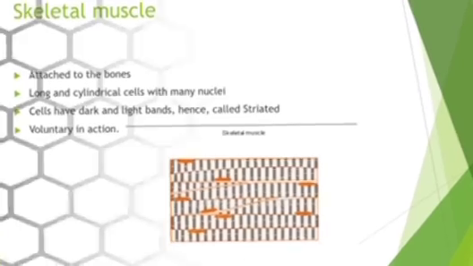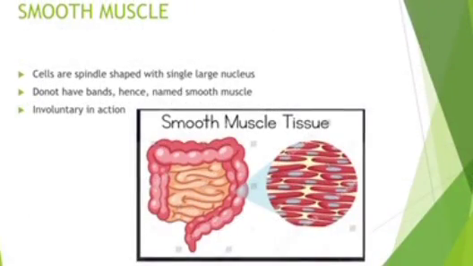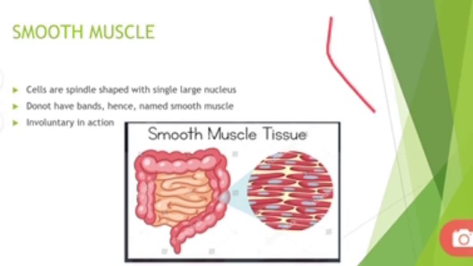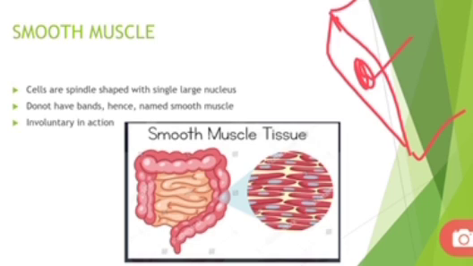Then coming to the next slide, smooth muscles. Smooth muscles are spindle shaped. Spindle shaped means pointed at both ends, and they have one large single nucleus. They do not have bands. That is why they are known as smooth muscles.